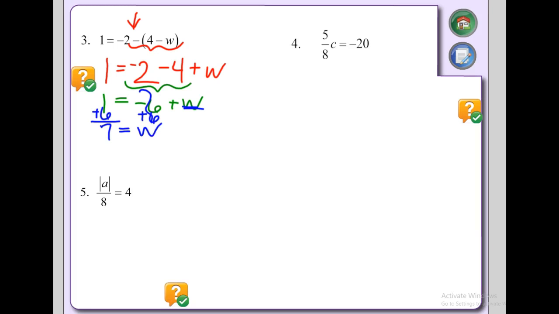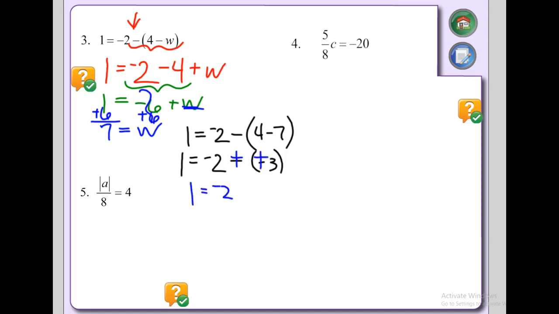Now remember, we've got to always check our work. So here we go. Here's my original problem. 1 equals negative 2 minus parentheses 4 minus 7. Oh, parentheses do me first. What's 4 minus 7? Negative 3. So what's negative 2 minus negative 3 equals? Oh, do you remember? We've got to add the opposite, so this becomes plus and plus. So now we've got 1 equals negative 2 plus 3, so 1 equals 1, and that's my check. Nicely done.